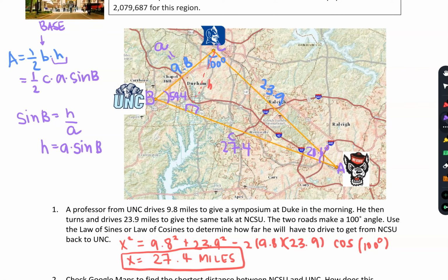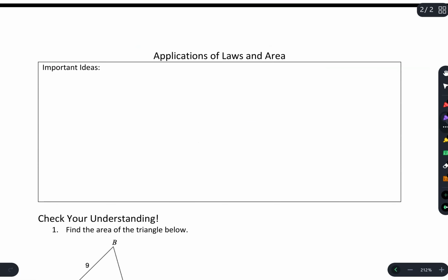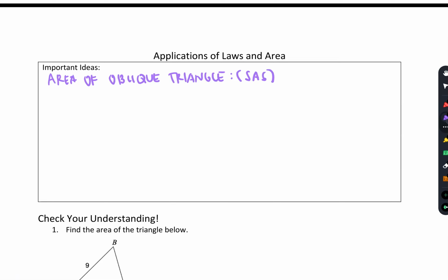Okay. Good. All right. So area of an oblique triangle when you are given side, angle, side. Okay, so side, angle, side. So let's kind of draw an oblique triangle here.